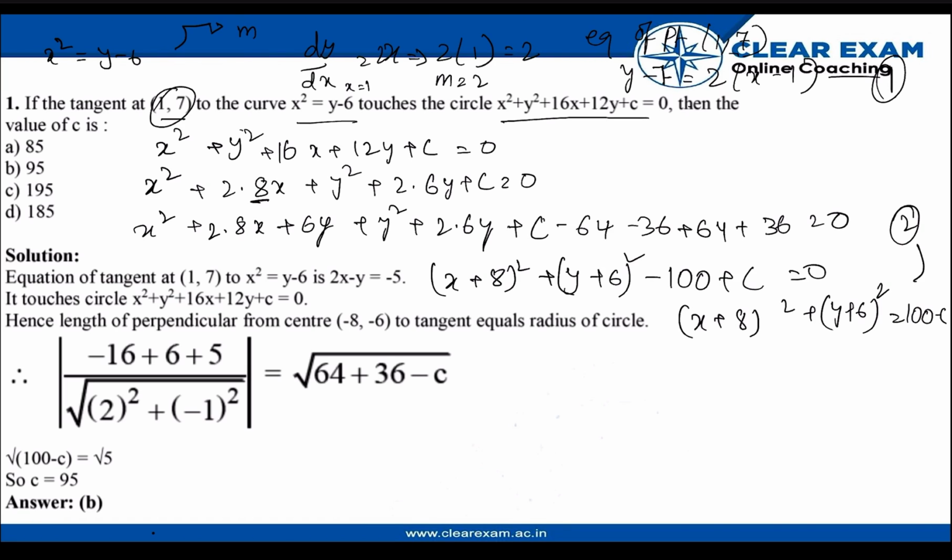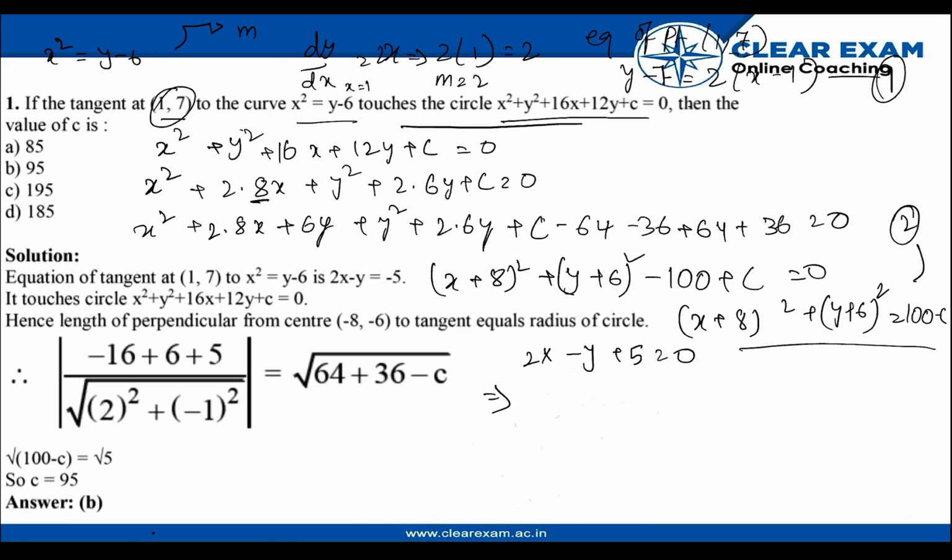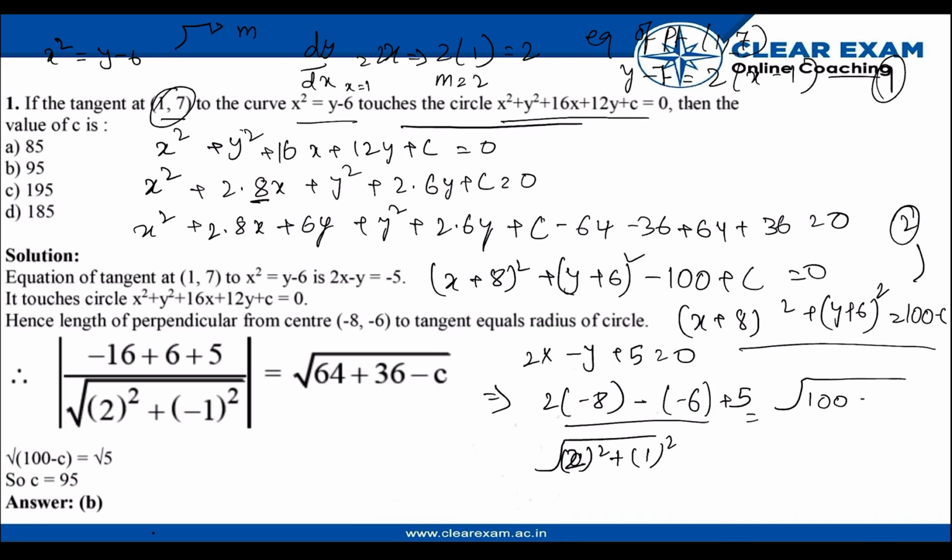Now it is said that the first equation touches the circle, it just touches, so we can write the first equation, that is 2x minus y equals minus 5, that is 2x minus y plus 5 equals 0, implies the distance: 2 multiplied by minus 8 minus minus 6 plus 5 upon under root a squared plus b squared, a is 2 squared, b squared, that is 1, equals under root 100 minus c.